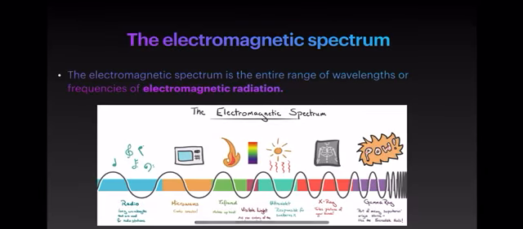So, the electromagnetic spectrum is the entire range of wavelengths or frequencies of the electromagnetic radiation. We can memorize the spectrum by this sentence. Ronald McDonald is very ugly except Gary. Radio waves, microwaves, infrared, visible light, ultraviolet, X-rays, and gamma rays. We can see that they are ordered from the longest wavelength to the shortest wavelength, from the lowest frequency to the highest frequency.